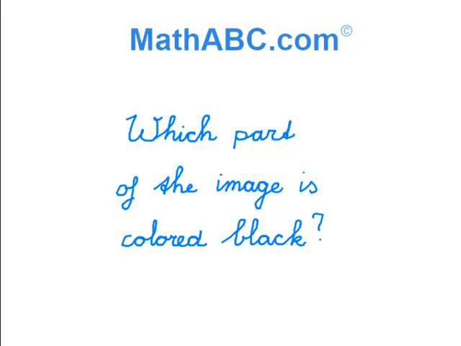Which part of the image is colored black? We see here some squares and a place to put a fraction. So what we're going to do is count the total of squares and how many black squares there are. And with that, we can make a fraction. So let's go ahead and figure that out now.